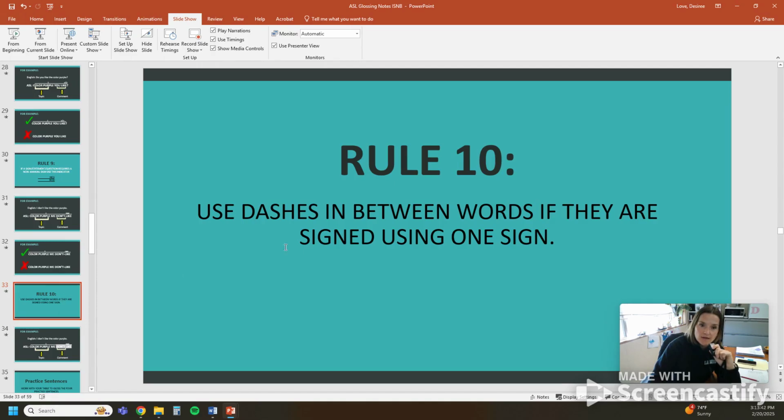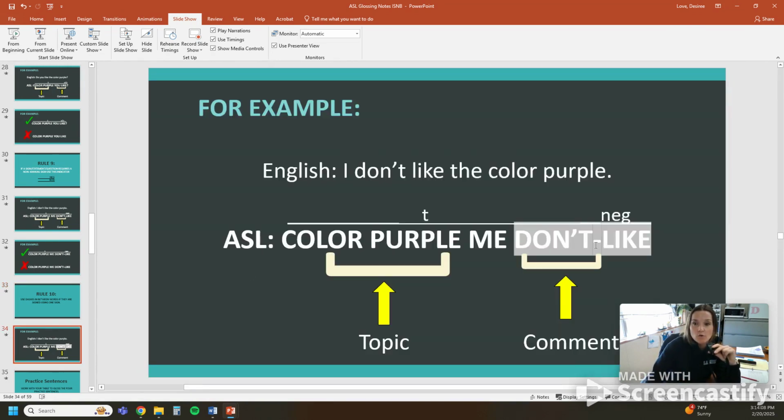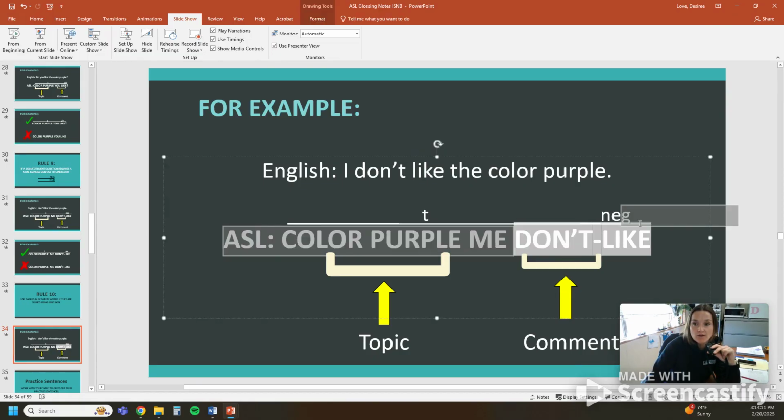The last rule we're going to cover today is using these dashes in between words that are two English words and one ASL sign, right? Not everything is a direct translation. So sometimes it takes one ASL sign to convey two English words. We've already learned some words like this. Don't like is a great example of it, right? This is one sign, signing don't like, but it's two English words. So when you're glossing that, you just need to put a hyphen or a dash in between the two words, like it's shown over here. And that just indicates, hey, I'm not signing these two words separately. It's one ASL sign, okay?